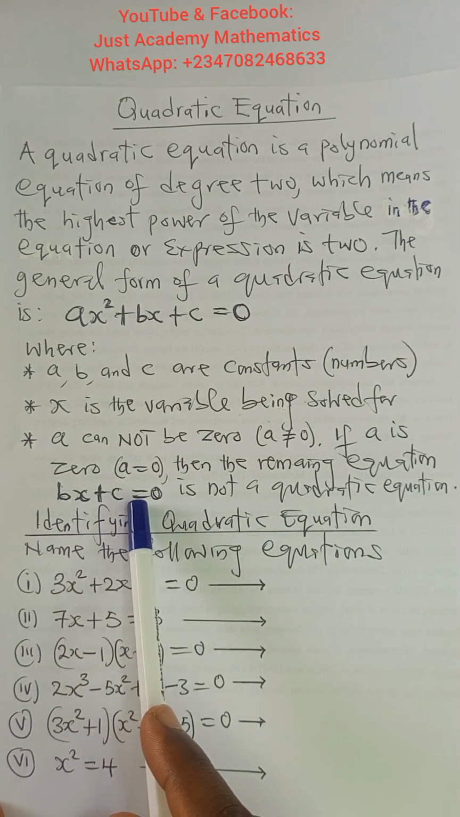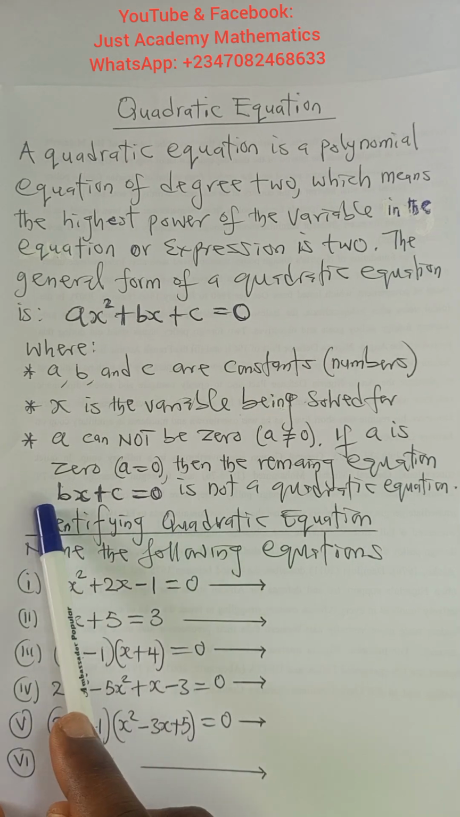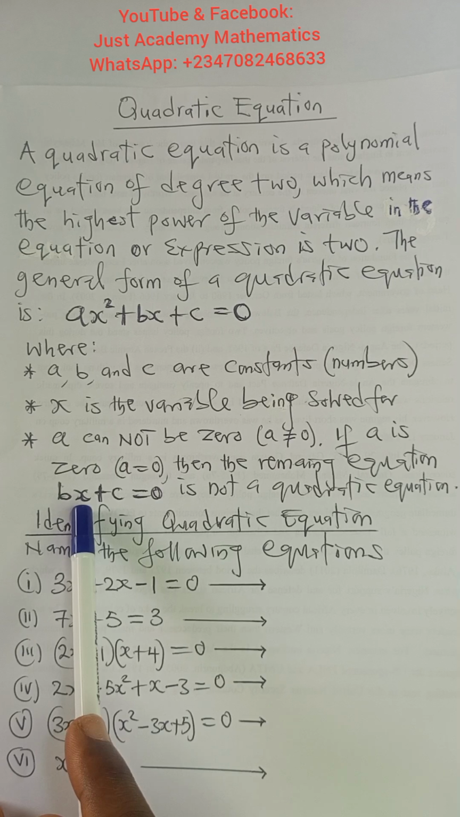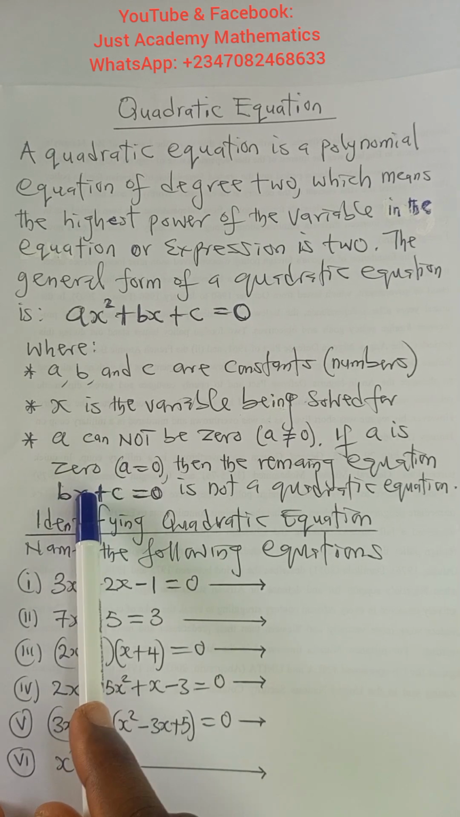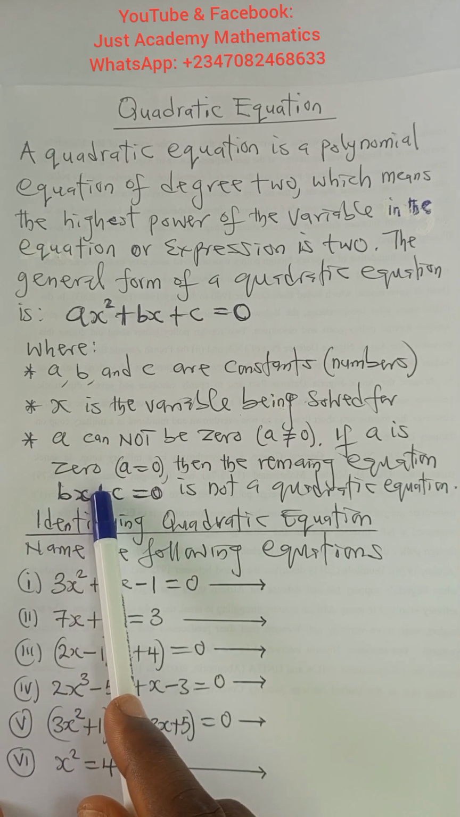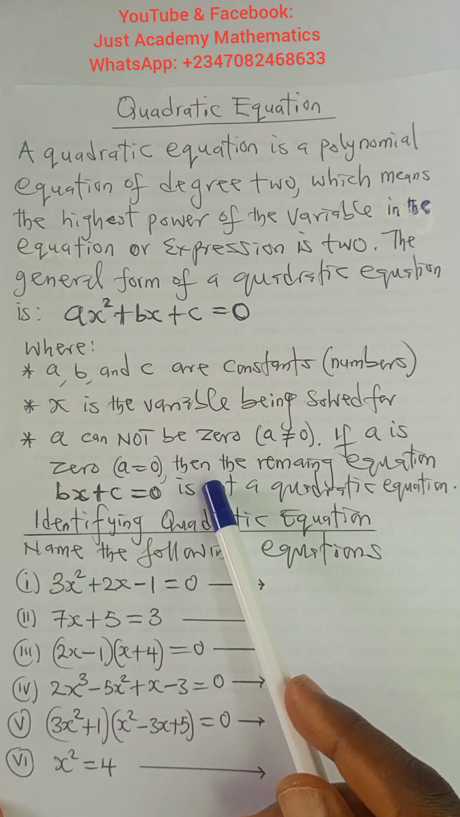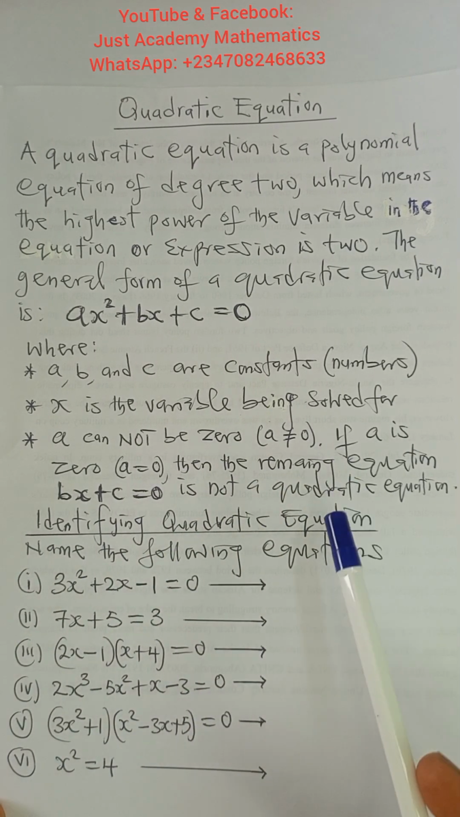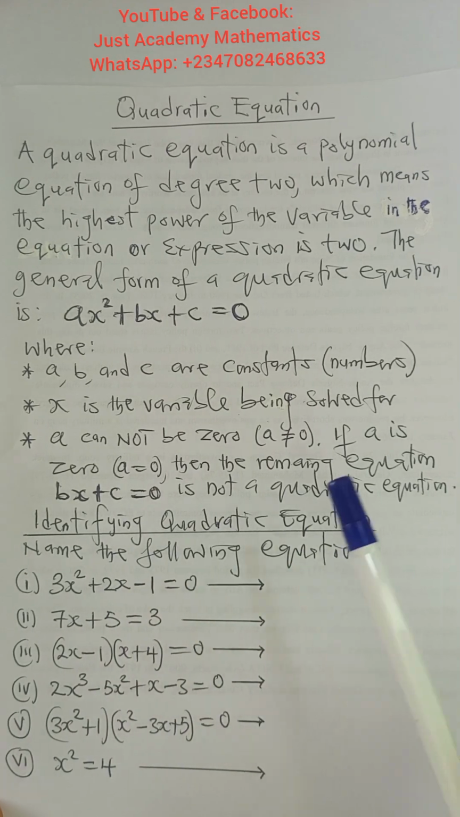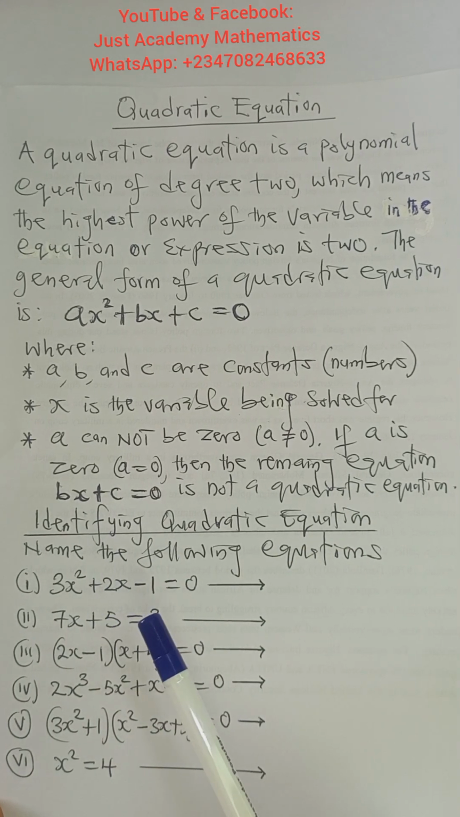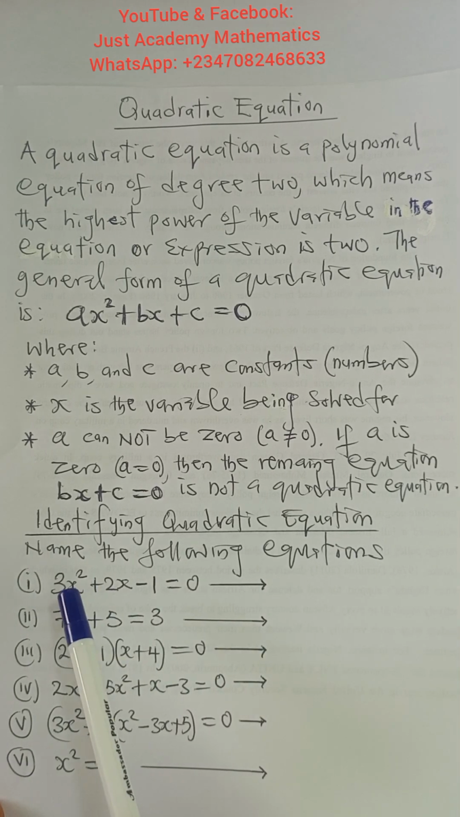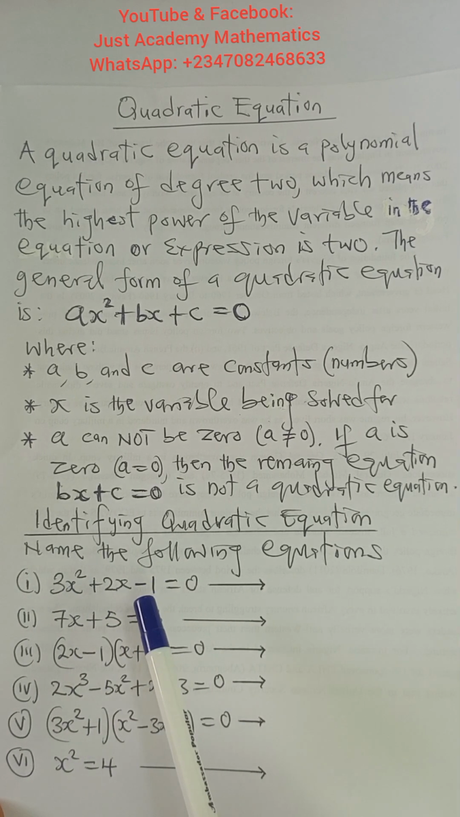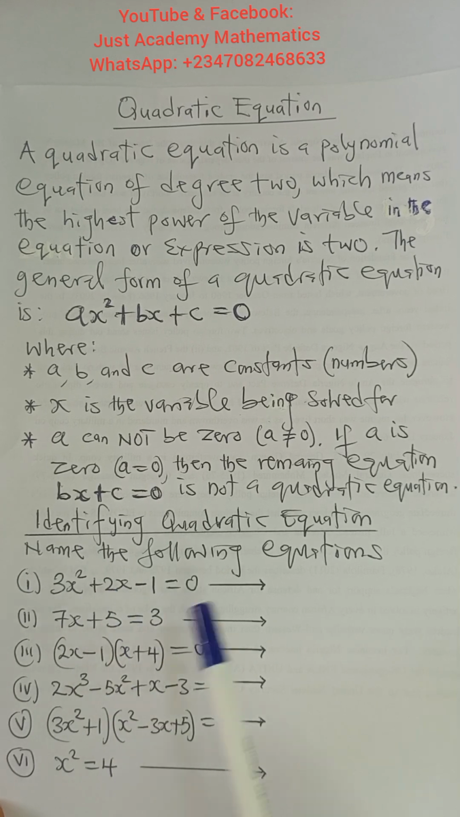This bx plus c is a linear equation because the highest power of the variable being solved for in this equation is x raised to the power of 1. So whether it is linear, quadratic, cubic, quartic, and so on, all of them are called what? Polynomial. So they are all polynomial equations. But what differentiates one from the other is the degree. The highest exponent of the variable being solved for.